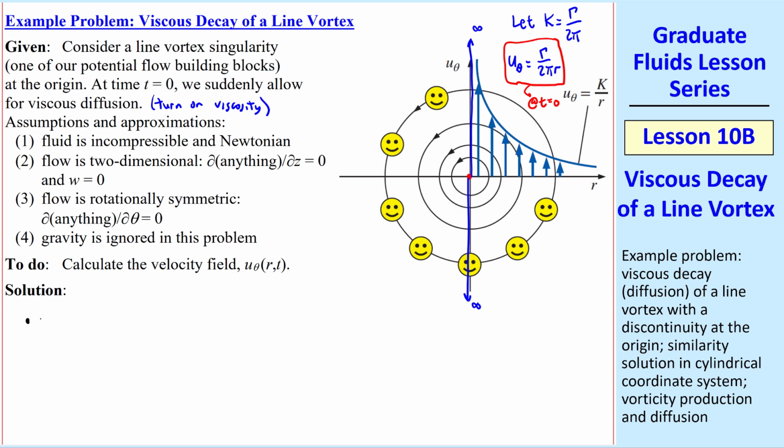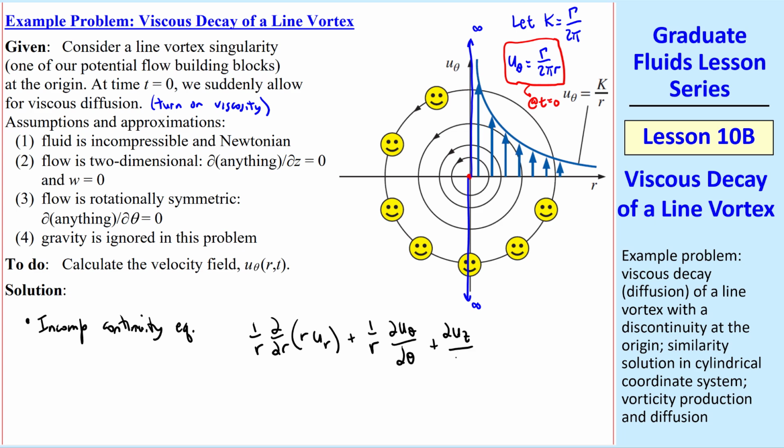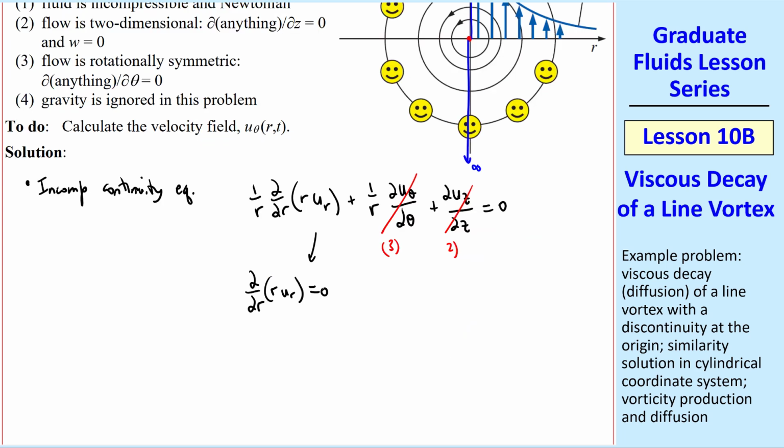We want to calculate the velocity field u theta as a function of r and t. To solve this problem, we'll start with the incompressible continuity equation in cylindrical coordinates. Well, this term goes away by our approximation 3, and this term goes away by our 2D approximation. Since this is the only term left, we can multiply both sides by r. Thus del r, r u_r is 0, which we can integrate to get r u_r is not a constant but some function of the other variable, which is time. Therefore u_r is this function of time divided by r.